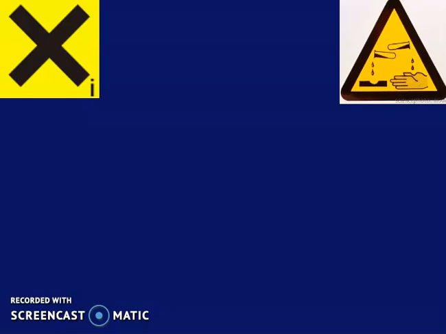So can you remember what these symbols are? On the left, the X with an I stands for irritant, and the one on the right is the symbol for corrosive, which means it's going to burn your skin.